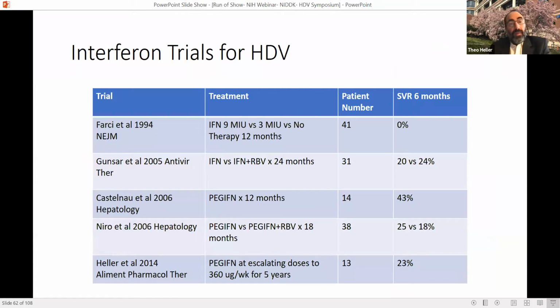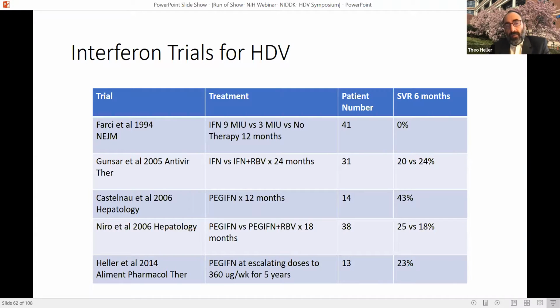There are many interferon trials for hepatitis B. There are just some listed here. There are a couple of things that are important. It didn't matter if it was regular interferon or pegylated interferon, response rates were suboptimal. If you look at response rates, they range from 0% to 43%, with most being in the 20s. The bottom study was something that was done at NIDDK, where patients were treated for up to 5 years.